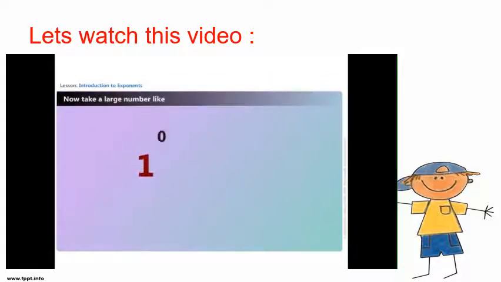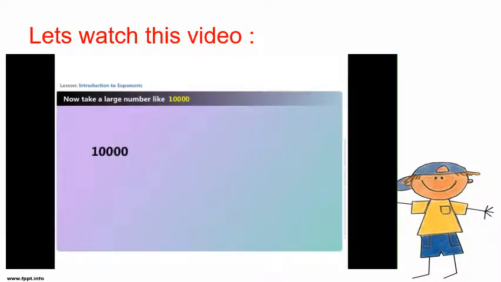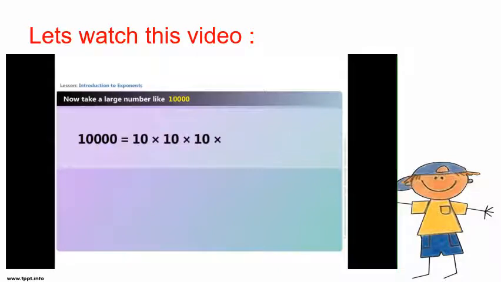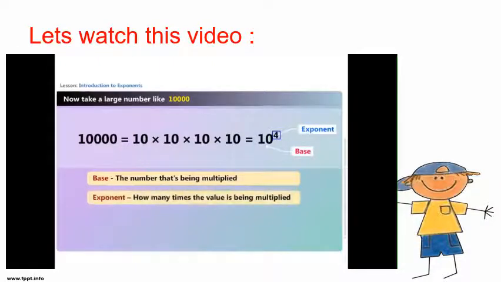Now, we take a large number like 10,000. It can be written as 10 multiplied 4 times or simply as 10 to the power of 4. This representation of the number using a shorter term is done using exponents. Here, 10 is called the base, which is the number that is being multiplied, and 4 is the exponent, which represents how many times the value is being multiplied. This is read as 10 to the power of 4 or fourth power of 10.